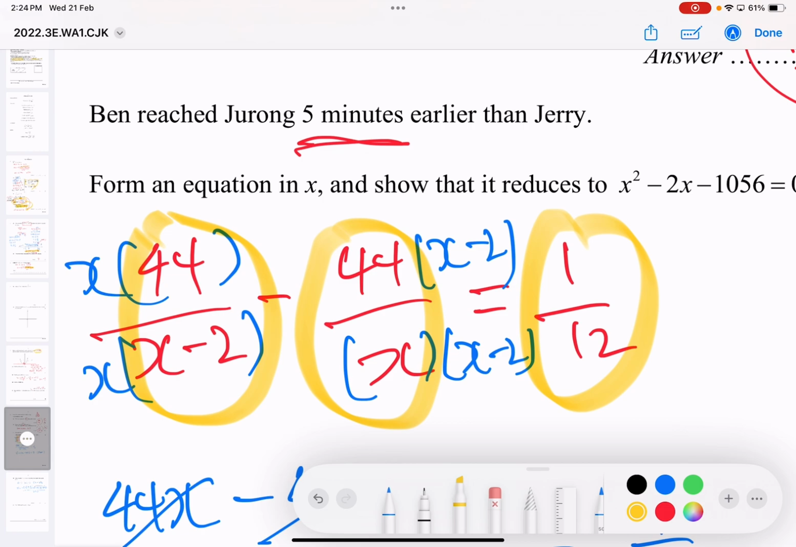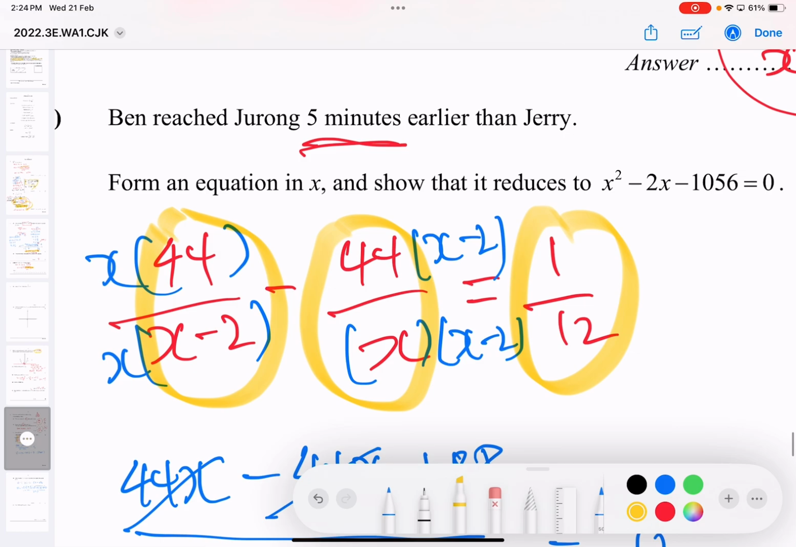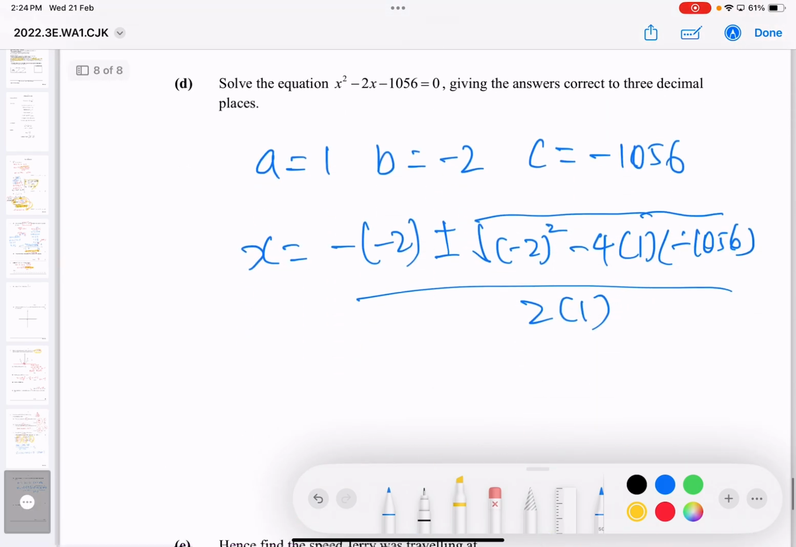Can? Can or not? Okay, if not, I'm going to move on.